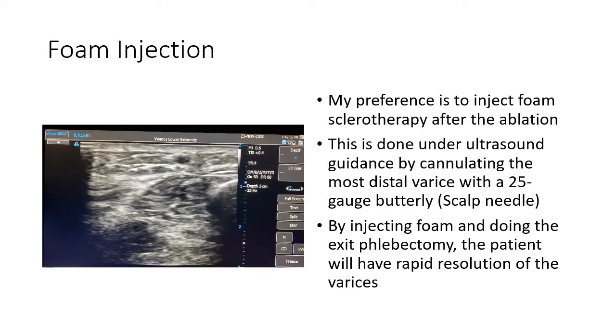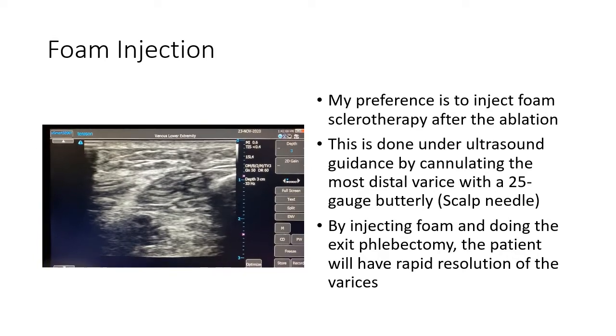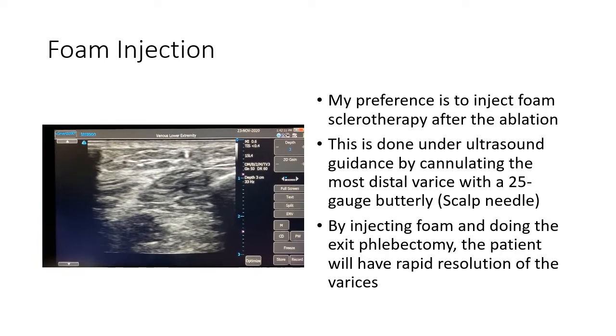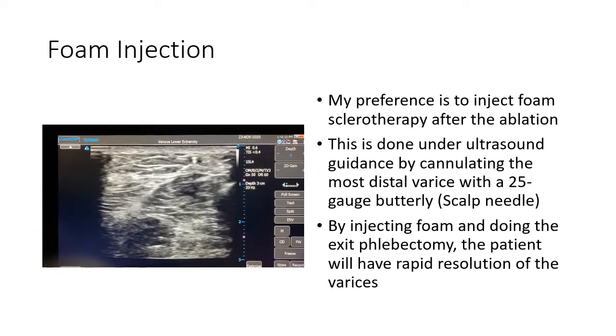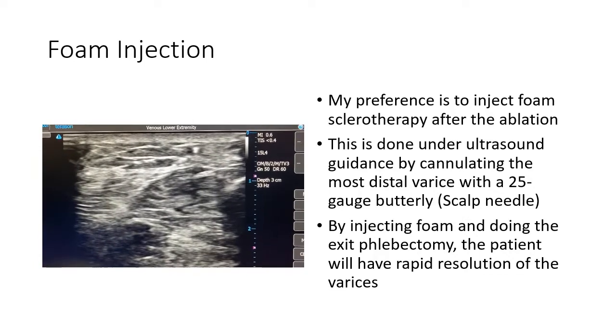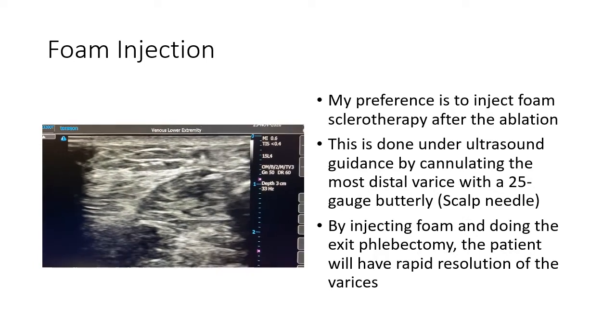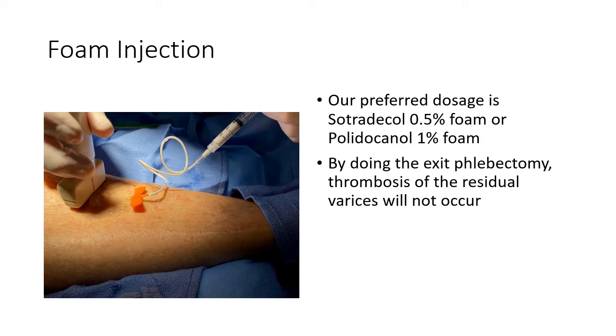Okay. Under ultrasound, I'm just cannulating the last varicosity. You can see it's right there. And then we're going to inject foam. Down below that, it re-enters into the saphenous vein. And I'll inject the foam in just a second. Our preferred dosage is Sotradecol 0.5% foam or Polidocanol 1% foam. Now, this is injected under ultrasound guidance, as we showed you, with the patient in the supine position after the RF or laser ablation of the saphenous vein is done.